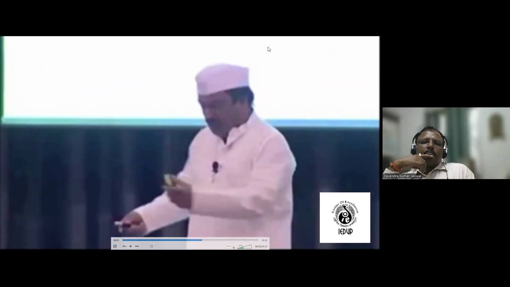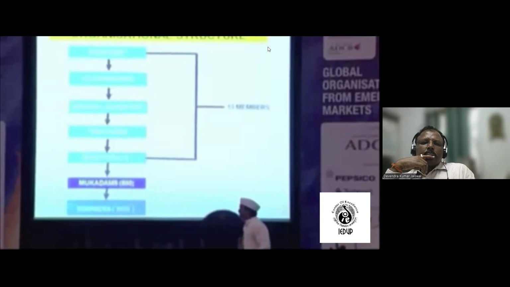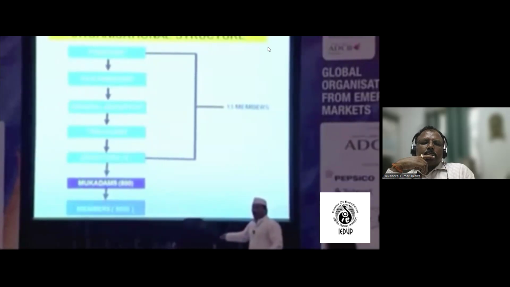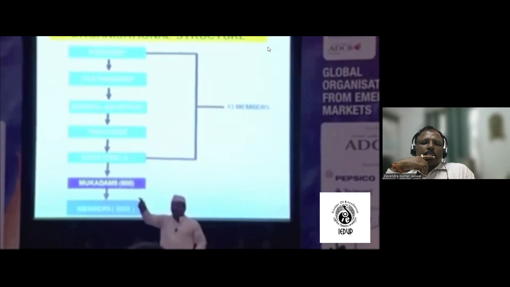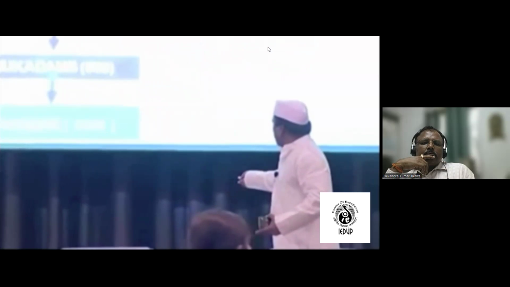What does it take, my dear? I don't think it requires many things. It just requires the commitment of timing. Of course, it is possible because their structure is very strong. Total 5,000 Dabbawalas. The president is also a Dabbawala. He is not some different man. He is also a Dabbawala.